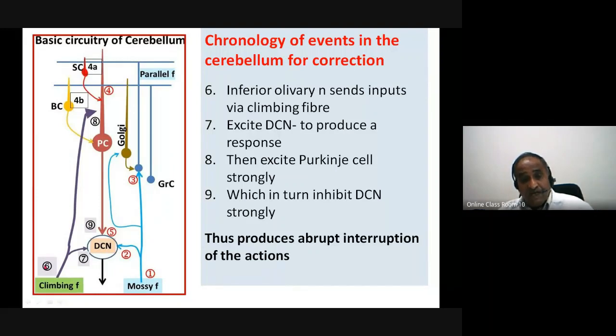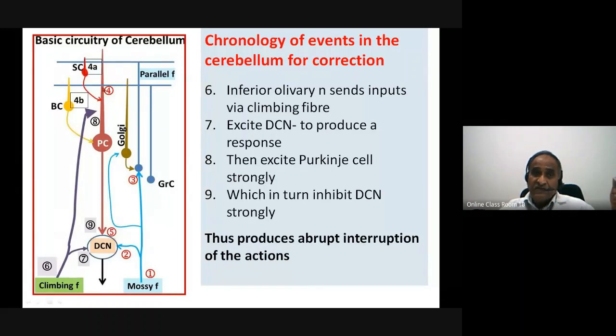The output of the inferior olivary nucleus is coming through the climbing fiber. This is the climbing fiber. And this climbing fiber first excites the deep cerebellar nucleus. So the inferior olivary nucleus sends inputs through the climbing fiber and excites the deep cerebellar nucleus to produce a response. Then it excites the Purkinje cell strongly.